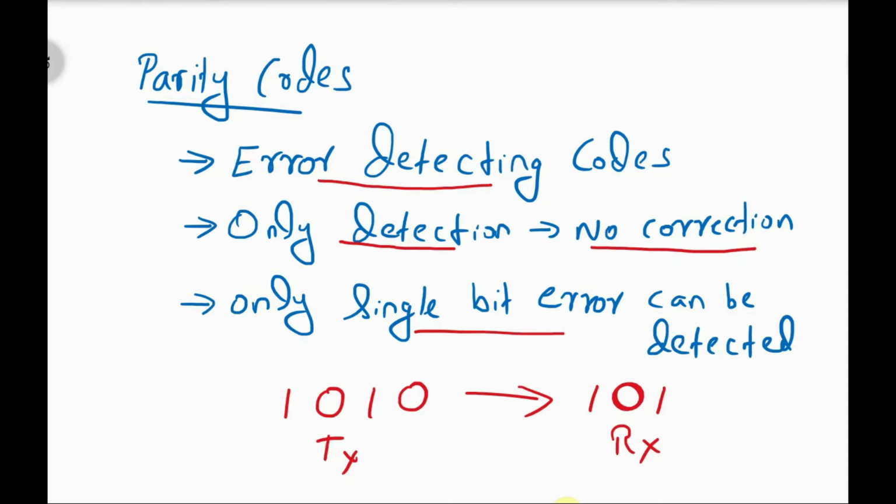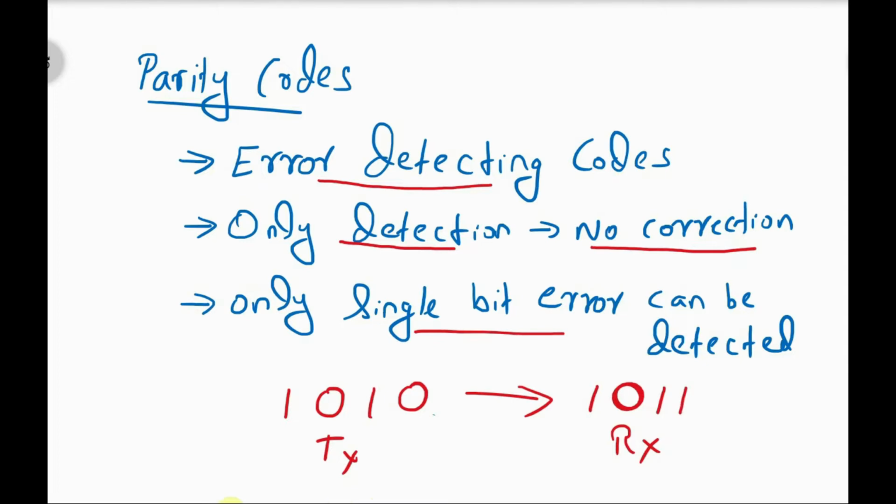But if the received code is like 1011, now there is an error, because in the transmitted code, the last bit, the rightmost bit is 0, but in the received section it is 1. So this is known as a single bit error. Out of 4 bits transmitted, only 1 bit is changed, or we can say the error happened in only 1 bit. So parity codes are used to identify or detect this type of error. Only a single bit error can be identified using parity codes.